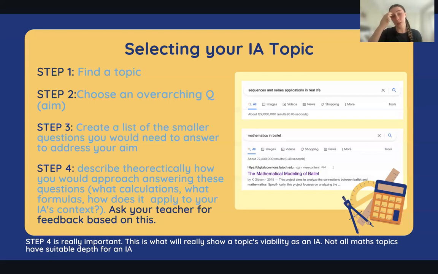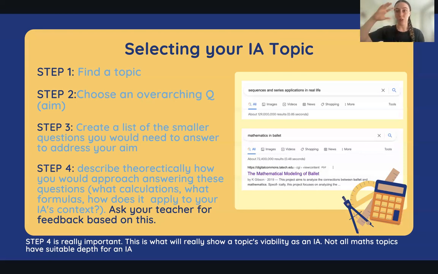And then step 4 is describe theoretically how you would approach answering these smaller questions. What calculations would you use? What formulas would you have to invoke? How does it apply to your IA's context? And then ask your teacher for feedback based on this. So this was how my school went about structuring our IA prep: we had to submit these IA proposals, which were basically this.